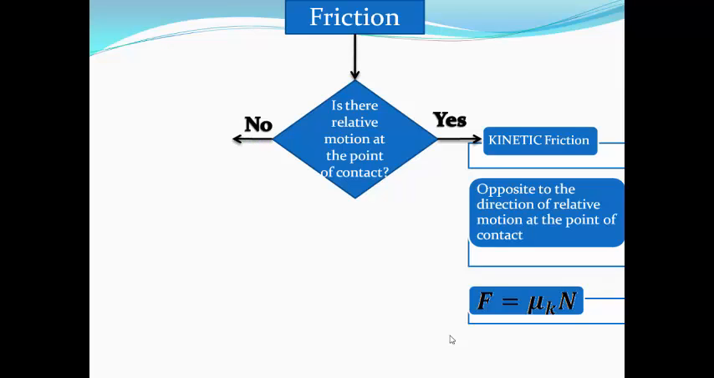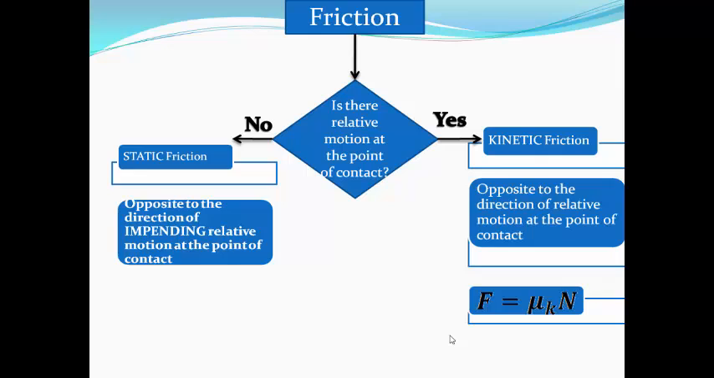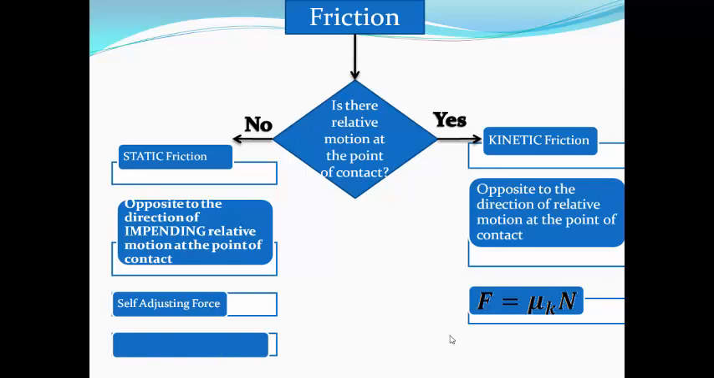If there is no relative motion, then this is static friction, opposite to the direction of impending relative motion at the point of contact. It is a self-adjusting force. As long as you apply force, there will be static friction. Once you remove the force, static friction will go back to 0. Hence, its value ranges from 0 to mu s N.